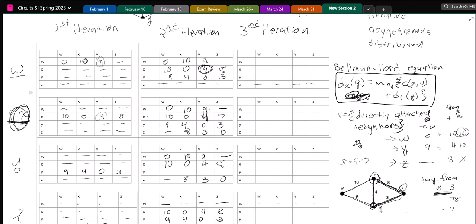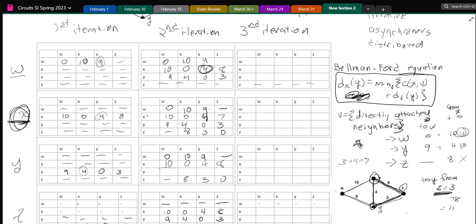Okay, so now we're on to our Y distance vector. Now we're trying to see what's our minimum cost to get to W. To get to W, I can either go directly to W, which is my current cost, 9, or I could go to X first, which costs me 4, and then from X to W is 10, so that would be 4 plus 10 is 14. Well, that is not less than what I already have, which is 9. So what is my other choice?